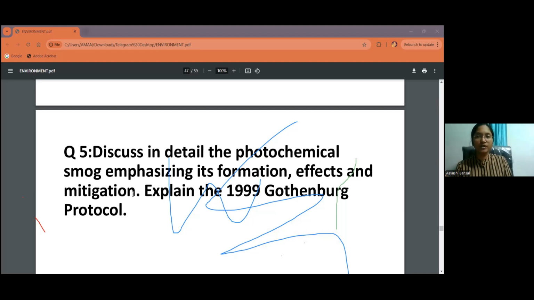If I stop the release of these gases, if I am able to control their release, then that is mitigation. Now nitrogen oxides are released in vehicular pollution, so write the points on how to control vehicular pollution. Volatile organic compound sources we also studied in our prelims. Write how to control those sources. So that talks about mitigation.